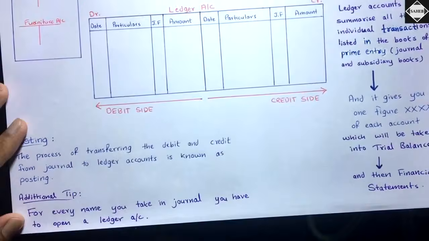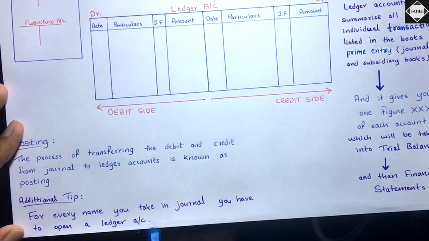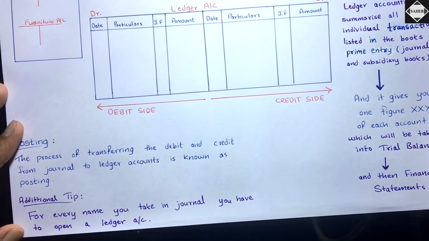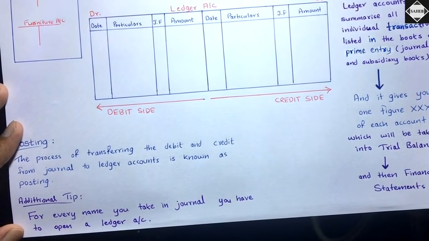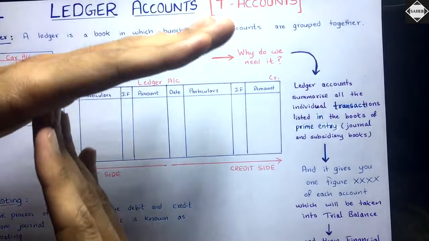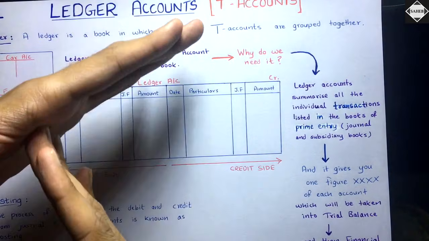Okay, and then additional tips here: for every name you take in the journal, you have to open a ledger account. For example, if you have purchased goods on credit from, let's say, Freddy, then of course Freddy's account has to be opened, and you also have to recognize what you purchased. You have purchased the goods, right? So the purchases account will also need to be opened.